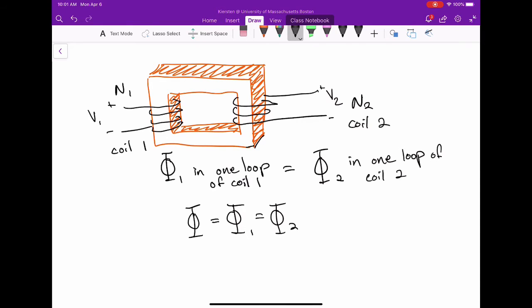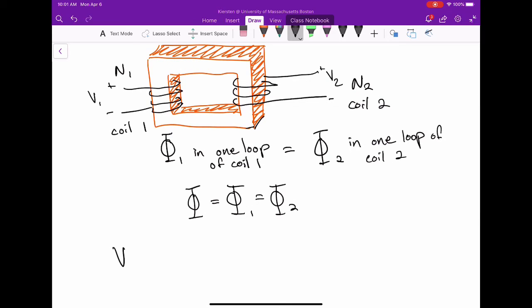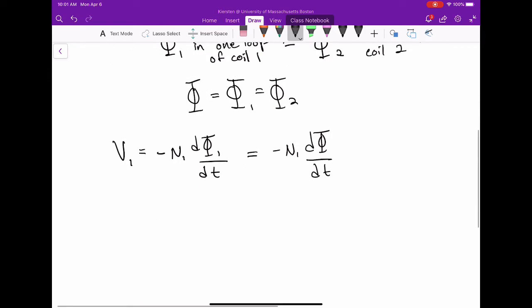So then when we do write Faraday's law for both sides, we can have that V1 is going to be minus N1 d phi1 dt, right? That's Faraday's law. Which is minus N1 d phi dt, because we just said that those two things are equal. And we can also write down a similar Faraday's law expression for the voltage in coil 2. So the voltage across coil 2 is going to be minus N2 d phi dt.